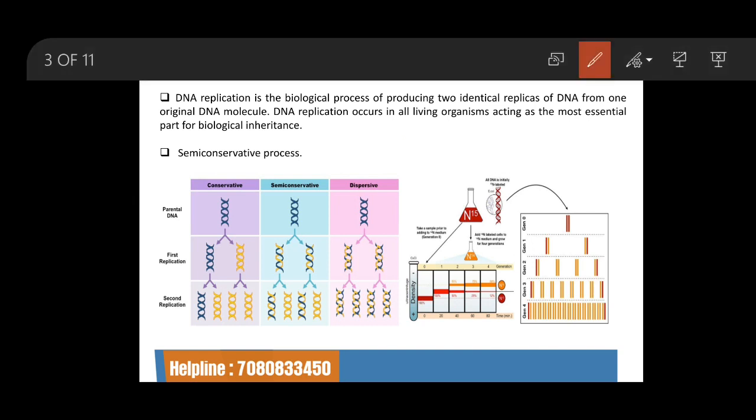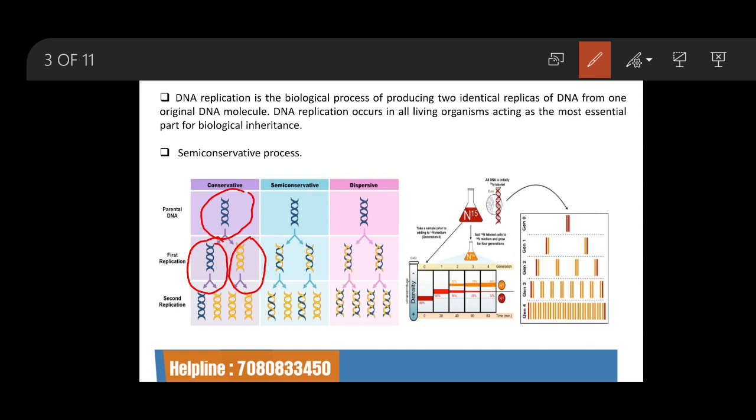Now see, in the case of the conservative mode of replication, there is the parental DNA molecule and after the first round of replication, two new DNAs are produced. Among the two new DNAs, one is the copy of that parental molecule and one is the newly synthesized daughter strand. So in this type of method, the parental strand is fully conserved. That's why it is known as the conservative method of DNA replication.